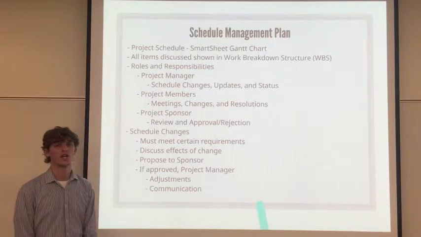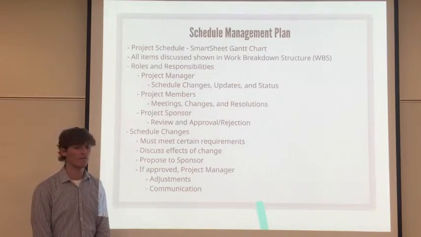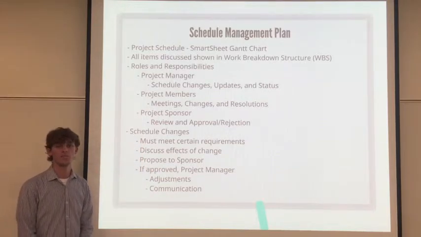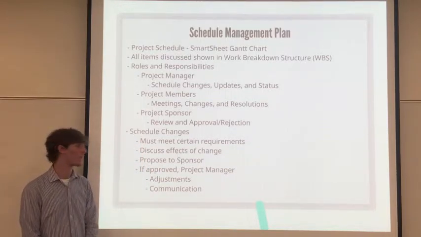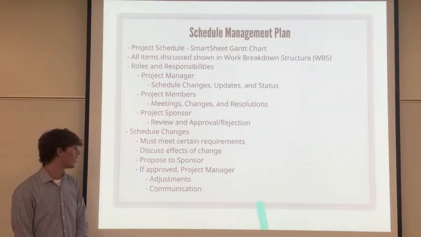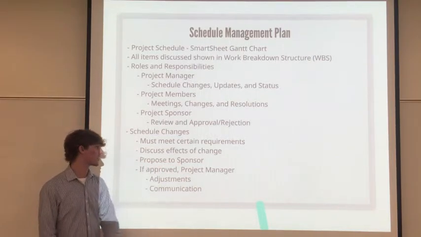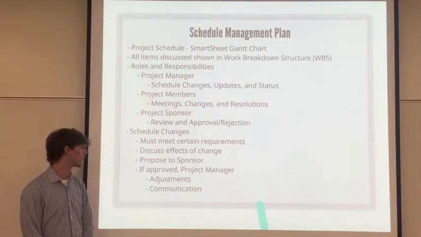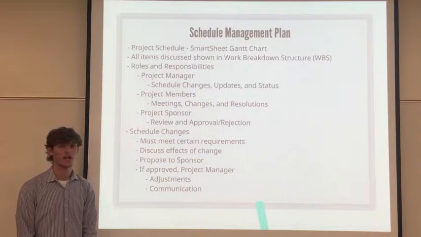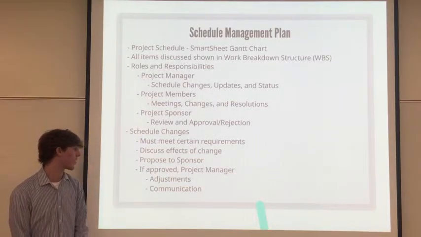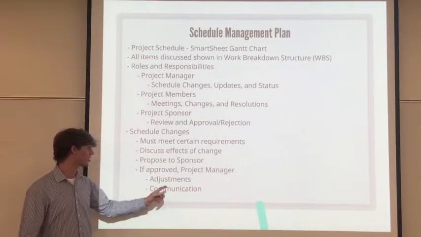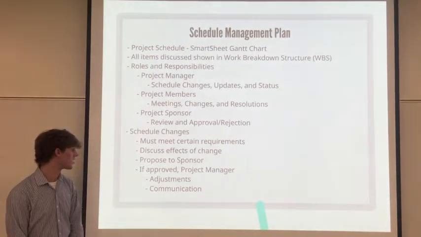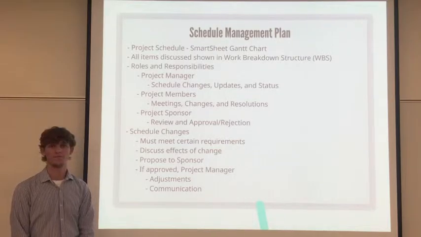If we need to make a change to the schedule, we have to adhere to a certain amount of rules that are shown here. The change must meet certain requirements in order for it to be effective to the schedule. We must discuss the effects of the change. Once the group agrees on the change to the schedule, we have to get it proposed to the sponsor. And if it is approved, then I, as project manager, will make the necessary adjustments and communicate those adjustments to the group so we can continue to use that schedule from here on out.